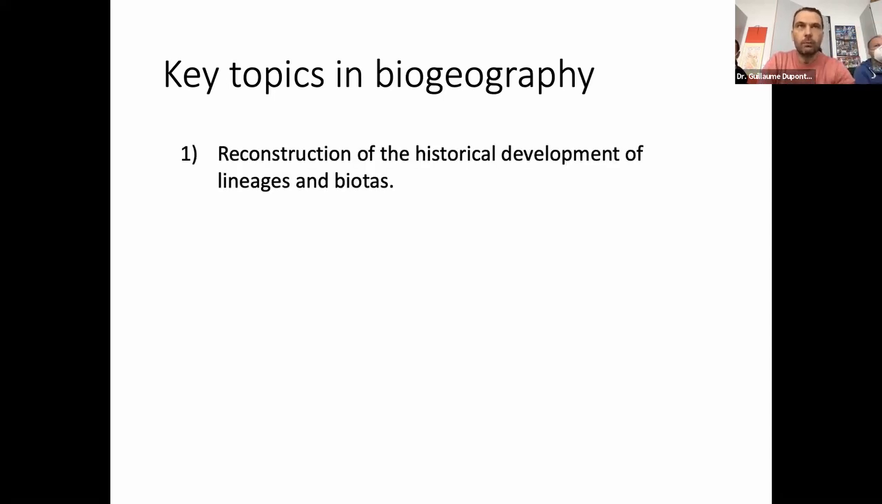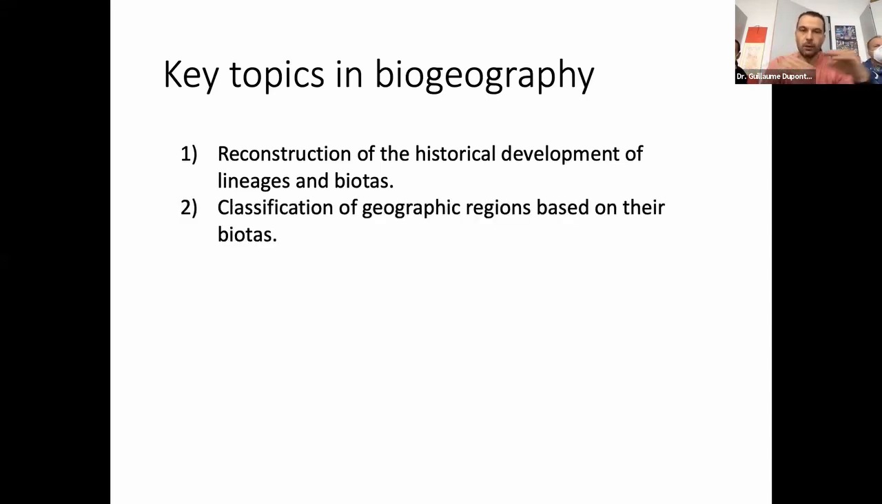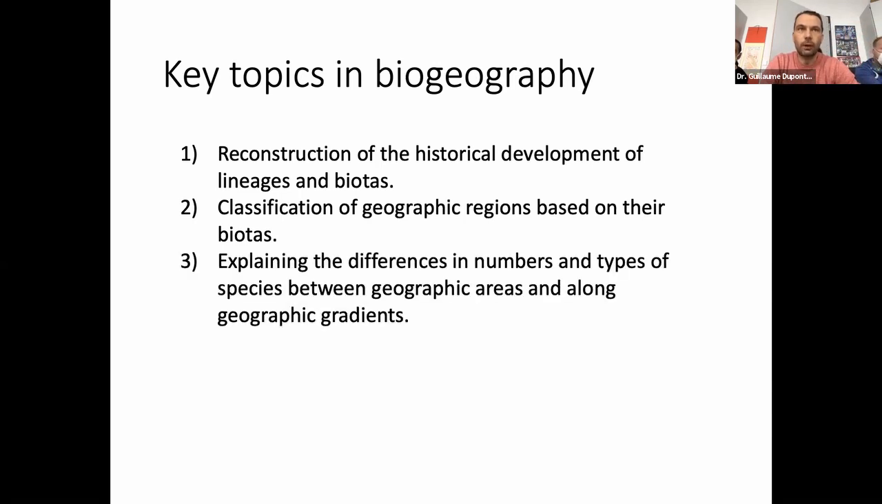So I mentioned historical biogeography. Today we start with aspects of how we can reconstruct the development of lineages, biotas. And then later on today, if we make it, we talk a little bit about the classification of geographic areas or regions on the planet based on their assemblages of species. So these two things are major themes in biogeography. If you look more closely, we try to explain differences in the number and types of species between geographic areas and also along certain gradients.